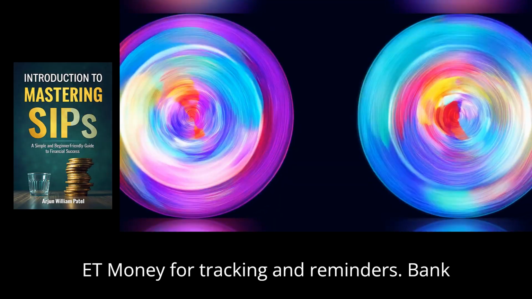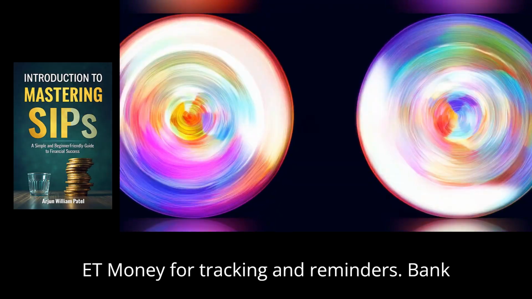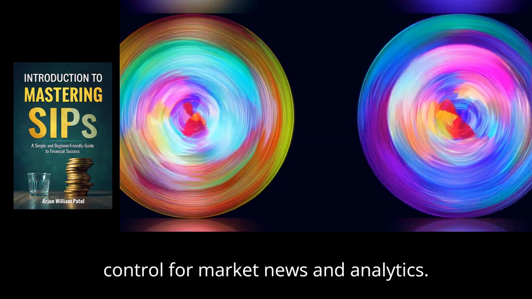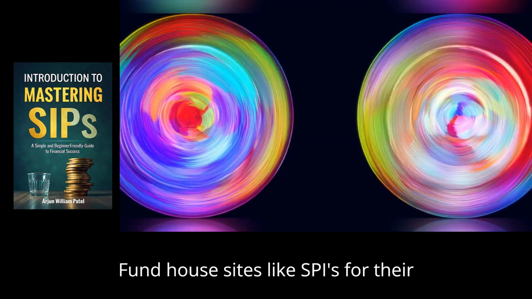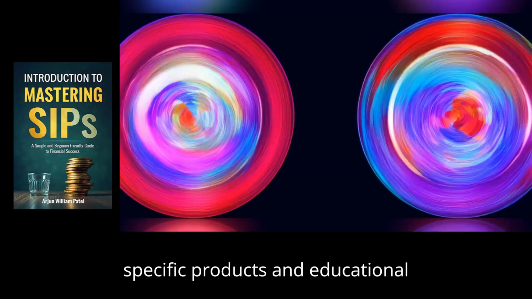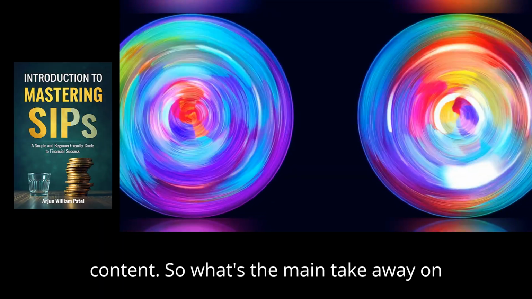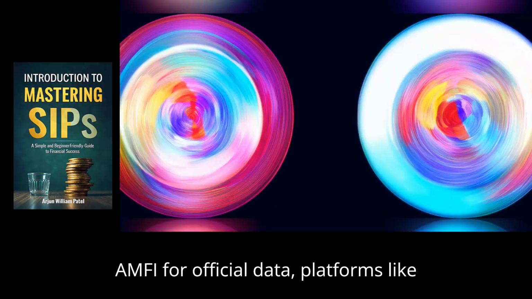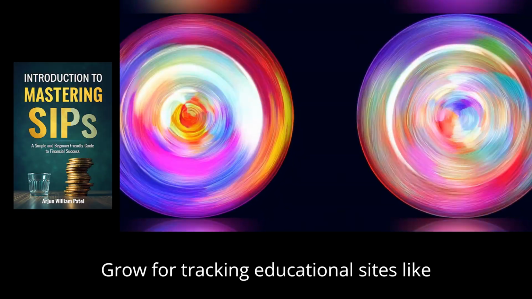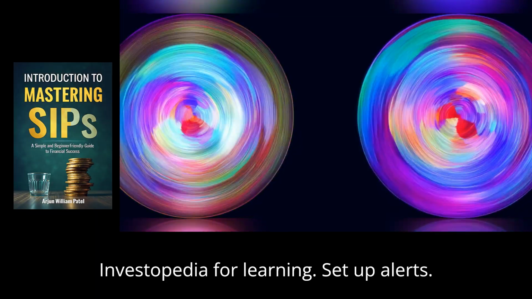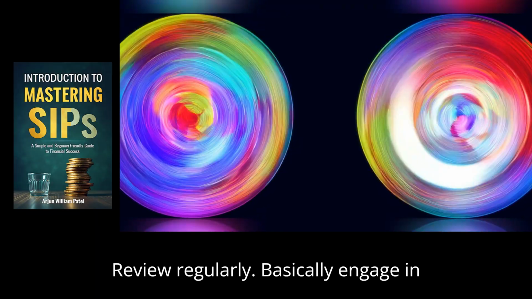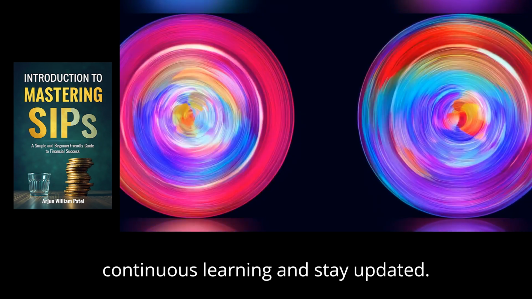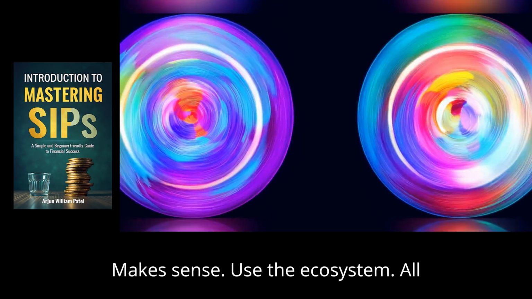There really is. ET Money for tracking and reminders. Bank pages for their specific offerings. Moneycontrol for market news and analytics. Fund house sites like SBI's for their specific products and educational content. So what's the main takeaway on using these resources? Combine them. Use AMFI for official data, platforms like Groww for tracking, educational sites like Investopedia for learning. Set up alerts. Review regularly. Basically, engage in continuous learning and stay updated. Makes sense. Use the ecosystem.